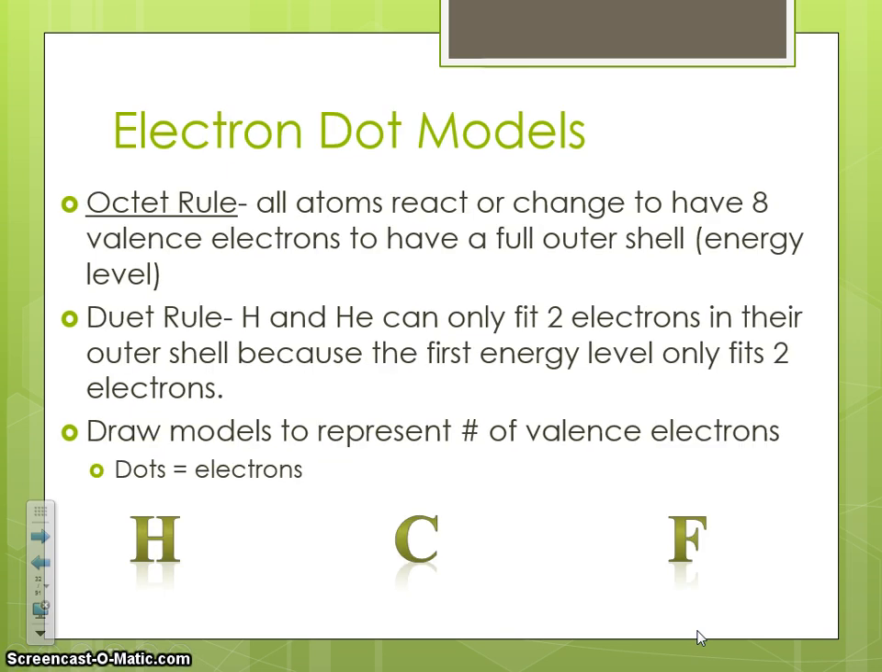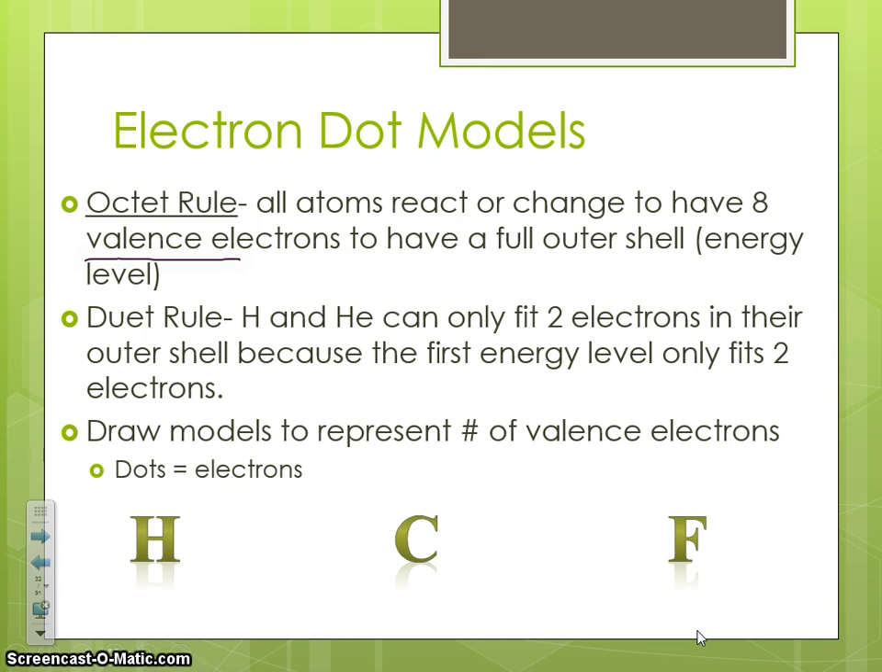Now, when we draw dot models, what we are going to be able to represent are those valence electrons. So a dot model will only represent the valence electrons, those outermost ones. When we did the Bohr structures, we did all the electrons in the atom. Here we're going to see only the valence.